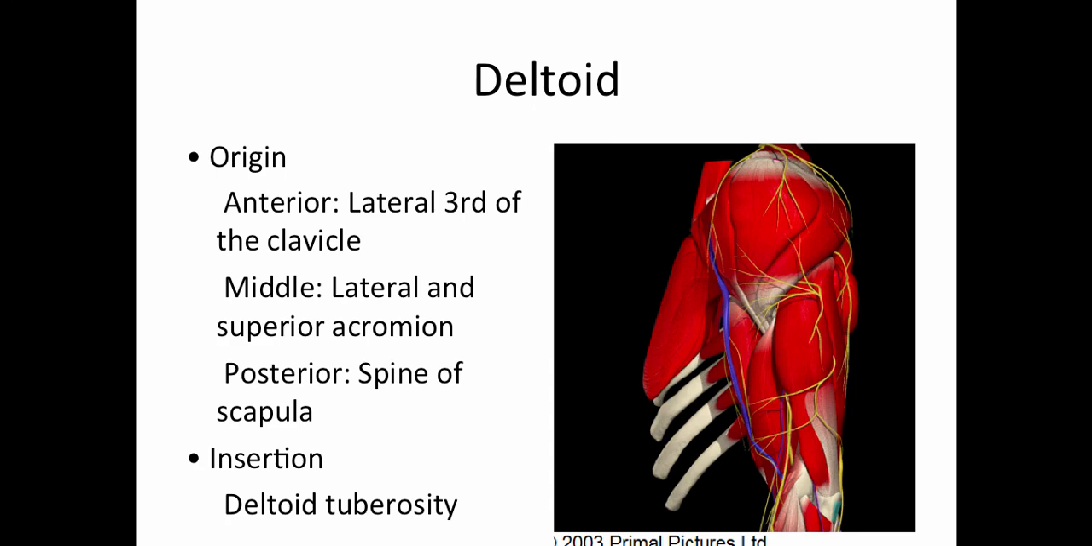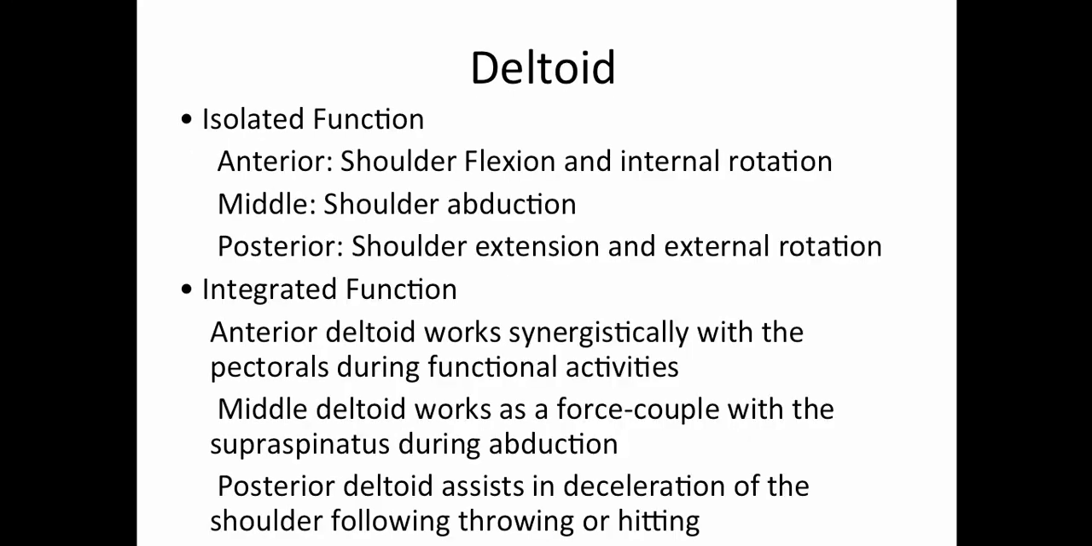The origin of the deltoid is on the anterior lateral third of the clavicle. The middle deltoid is on the lateral and superior acromion, and the posterior deltoid is on the spine of the scapula. The deltoid then inserts on the deltoid tuberosity. The isolated functions include the anterior deltoid, shoulder flexion and internal rotation; the middle deltoid, shoulder abduction; and the posterior deltoid, shoulder extension and external rotation.